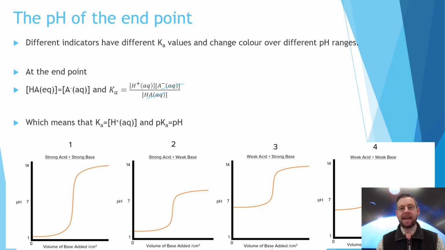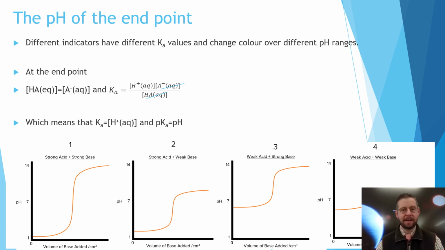Now, bear in mind that Ka is the ratio of the concentrations of the dissociated ions divided by the concentration of the undissociated acid. Then A- and HA are going to cancel out. And it means that this indicator must have an acid dissociation constant equal to the concentration of the H+ ion. And it means that it has a pKa equal to the pH.